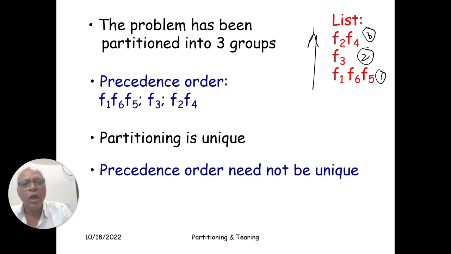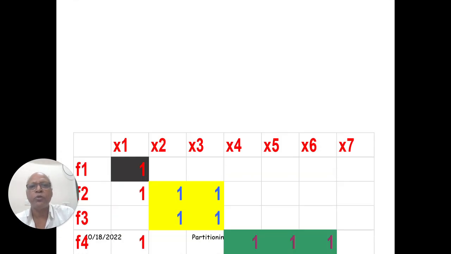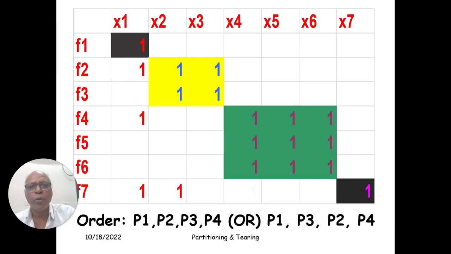So wherever you have the choice of starting with any arbitrary node, you have the choice of tracking the output edges. Whatever you try to do, the partitioning solution is always going to be unique. Mathematically, this can be proved. But sometimes the precedence order need not be unique. For example, now the original problem is divided into 4 parts involving equation 1, equations 2 and 3. This is the second partition, this is the third partition, this is the fourth partition.